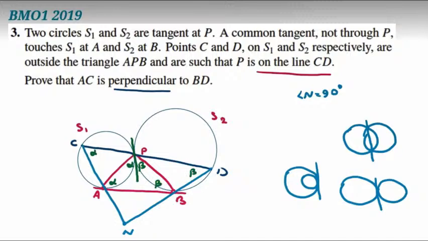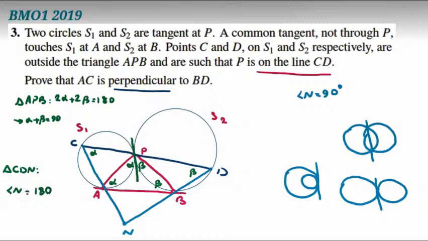So here in triangle APB, the sum of angles equal to 2 alpha plus 2 beta equal to 180. So we conclude alpha plus beta equal to 90. Then if you consider triangle CDN, alpha plus beta is 90, so N equal to 180 minus (alpha plus beta). Alpha plus beta we proved here is 90, so it will be 90. We use it here. So we proved this problem only working with angles.